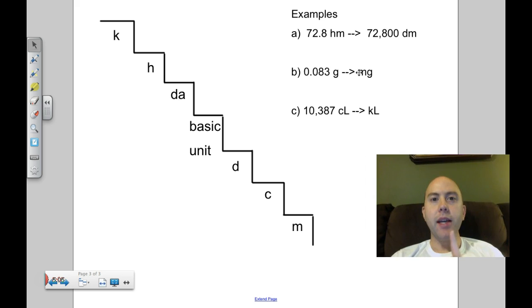Now again, the biggest mistake is people stop at the wrong M. Do not stop.